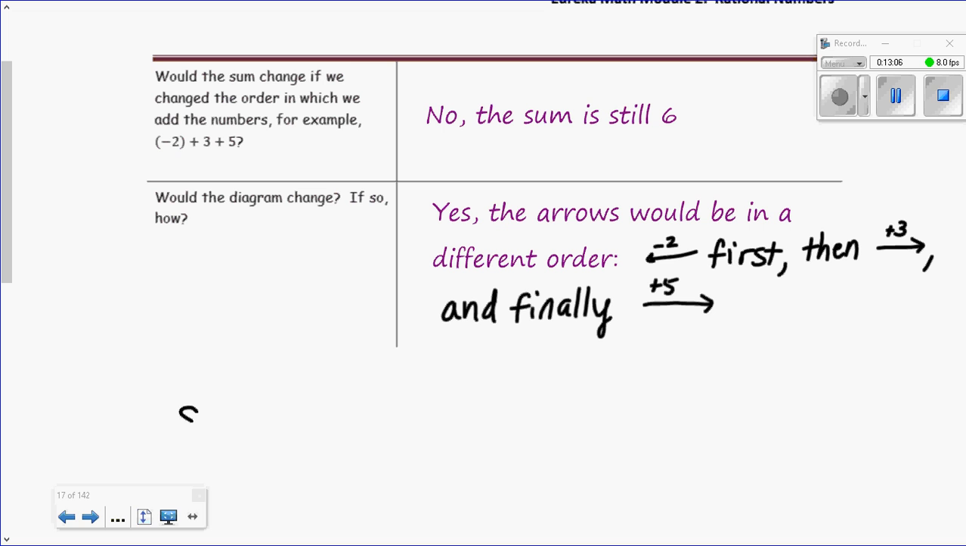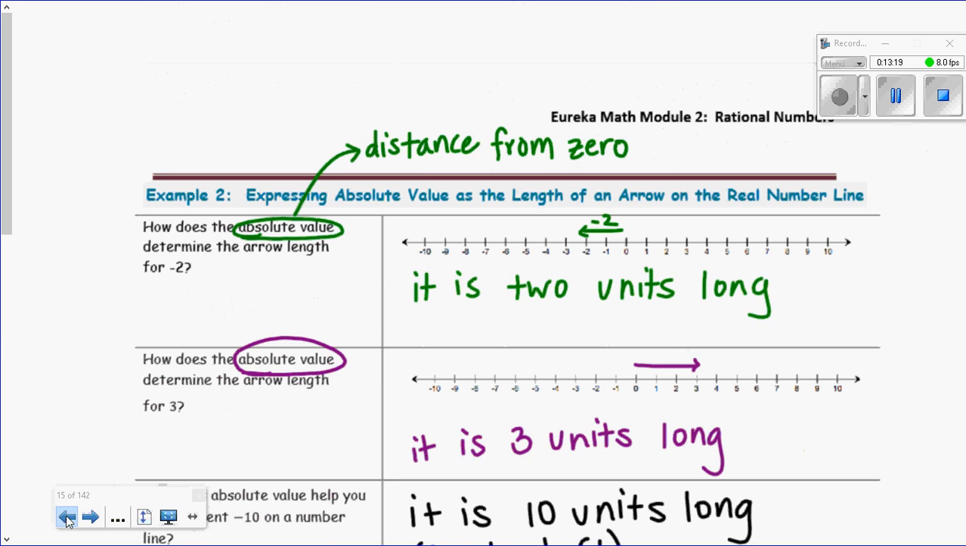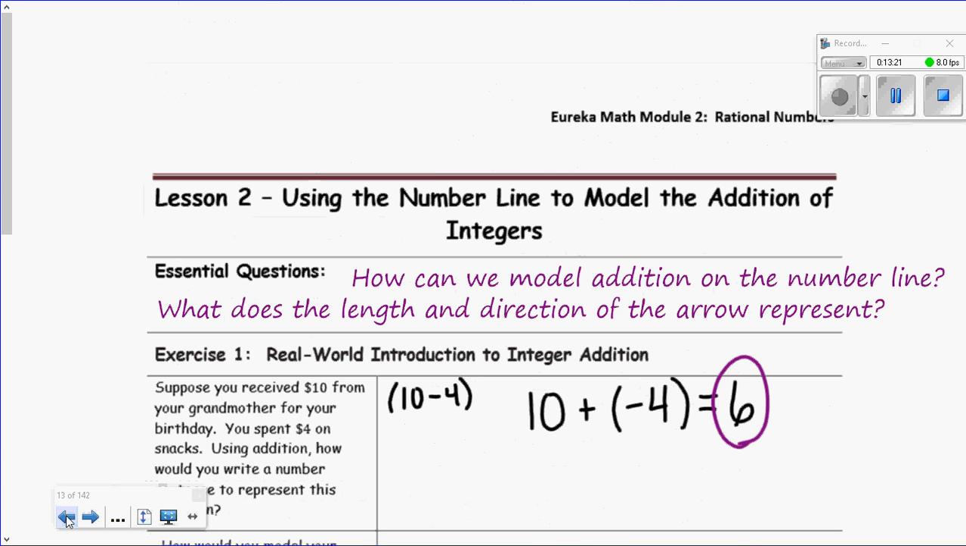Okay, now the word summary is not on here, so go ahead and write in the word summary here with the colon, and then you can do that now or you can do that during class. But it is up to you to answer the summary by answering our essential question all the way back here. How can we model addition on the number line? And what does the length and direction of the arrow represent?